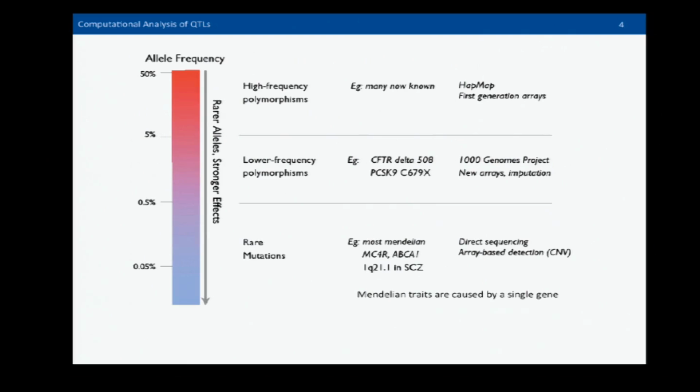Now, a Mendelian disorder is a disorder defined by a single gene.